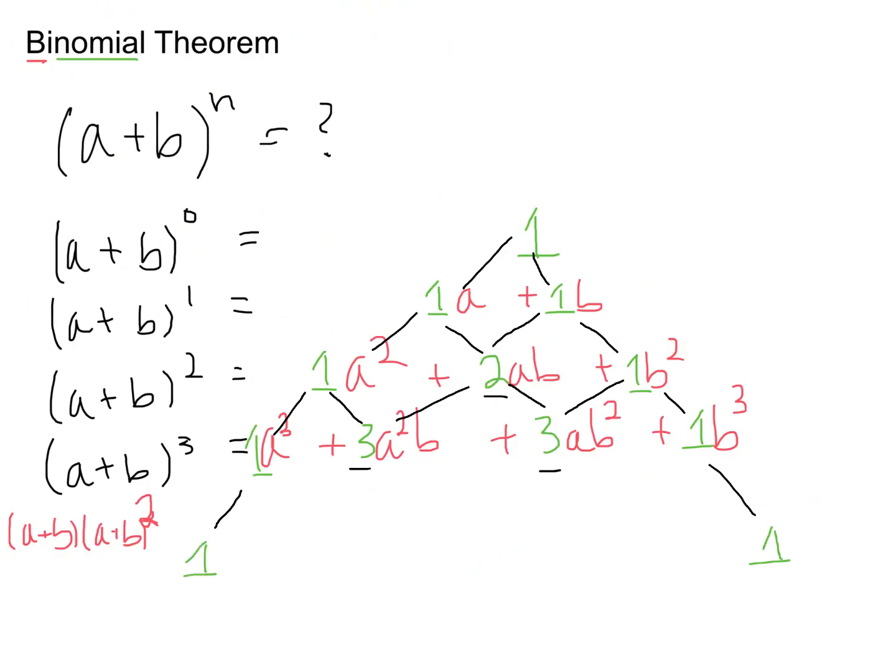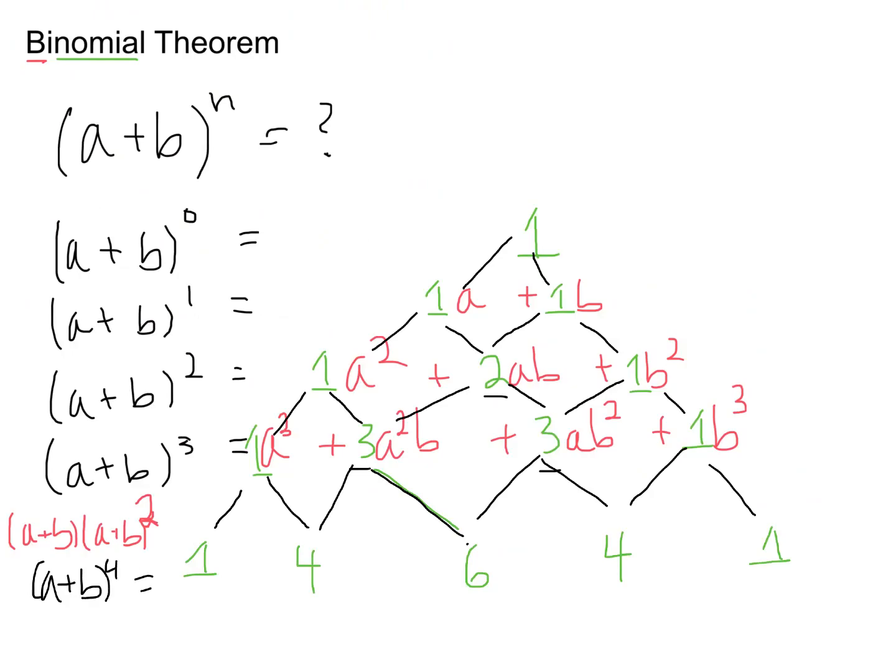And then what would happen? Well, in the center here, I should use the black color. In the center here we have 3 plus 3, which is 6. Okay, then I have 3 plus 1, which is 4. And then I have 3 plus 1 again, which is also 4. Okay, and so if I were to have a plus b to the 4th power, we could actually write it down, right?